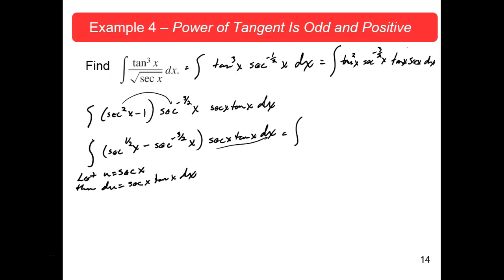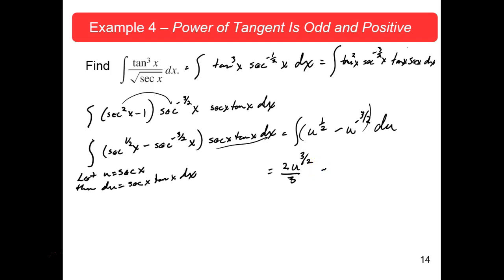What's your first term there? u to the 1/2 minus u to the negative 3/2 du. That's it, folks. That's all. Done. Except integrating it. And how does the first one integrate? 2/3 u to the 3/2. I usually do the 3/2 first, adding by 1, then multiplying by the reciprocal.